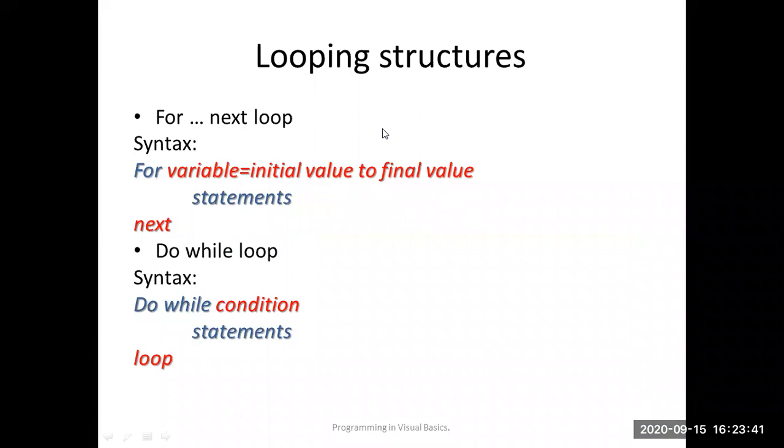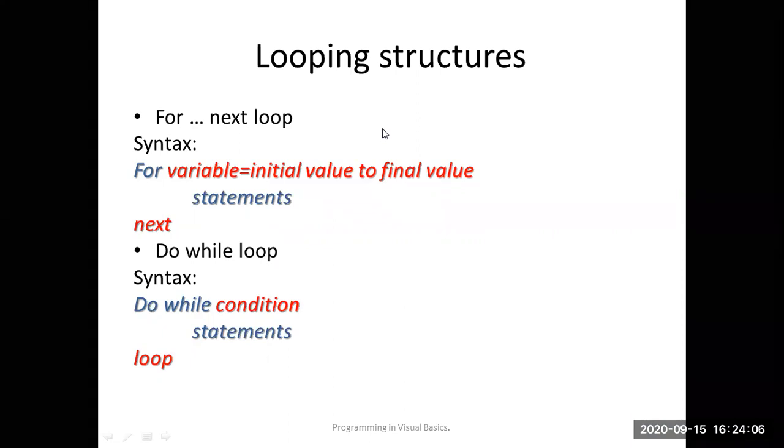In Visual Basic, we are going to study two types of looping structure: the for next loop and the do while loop. Now, what is looping and why do we need loops? To understand loops, I will give you one small example. Every loop has a condition.